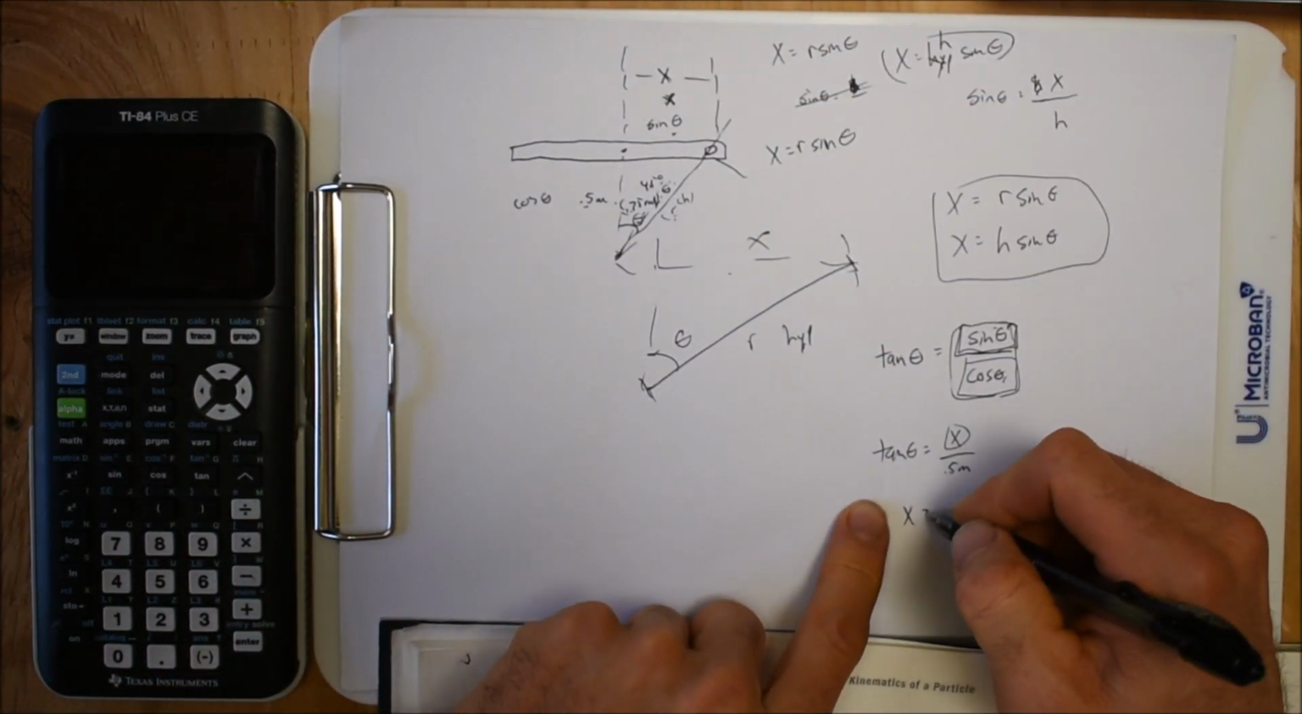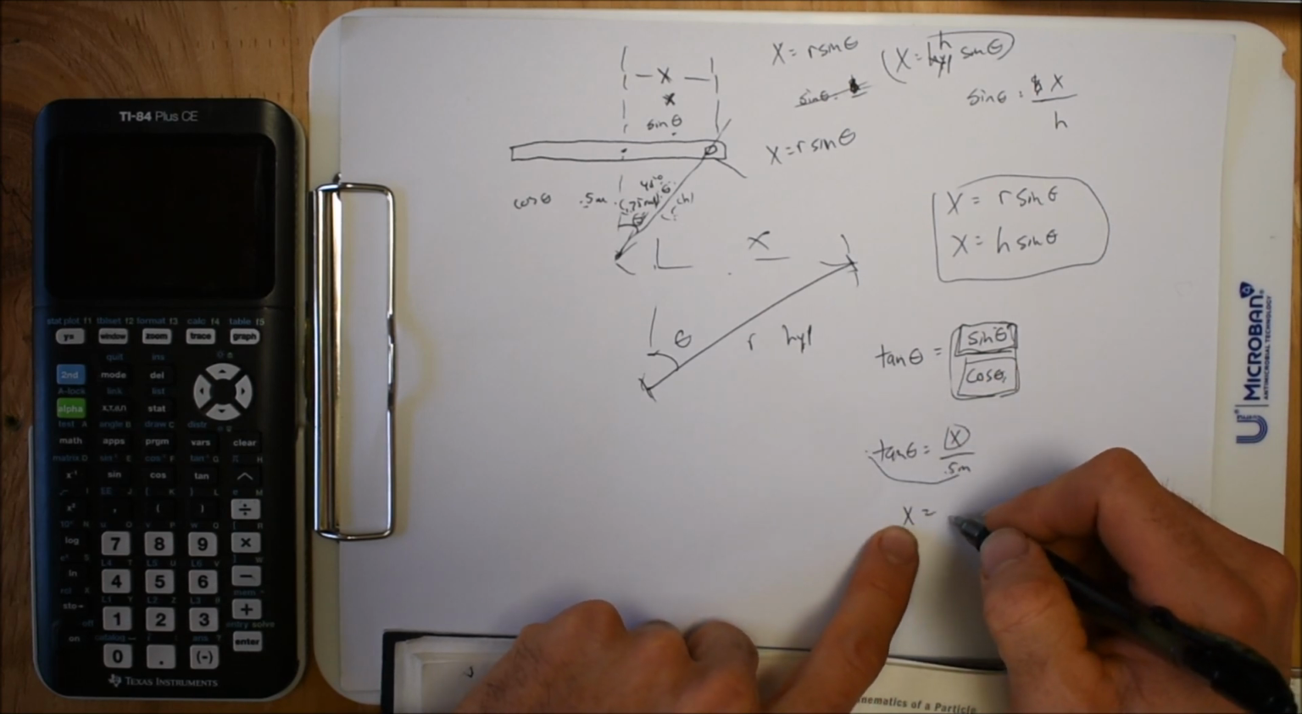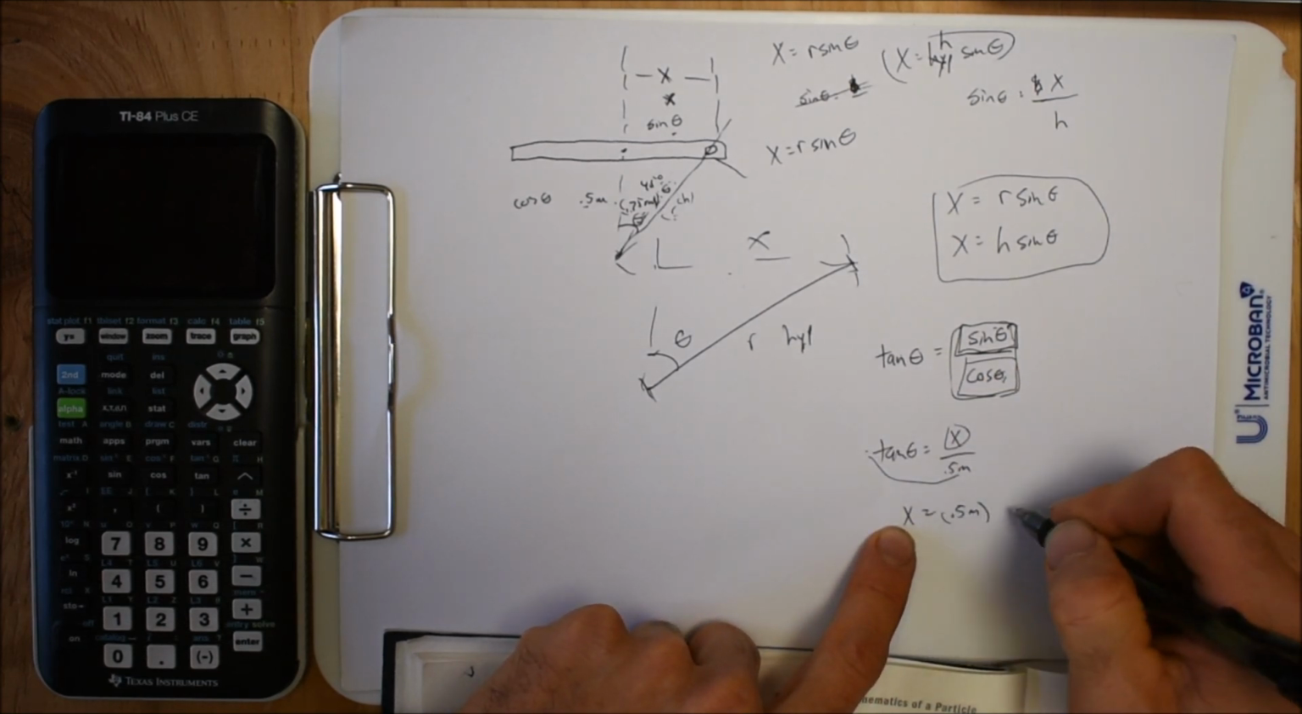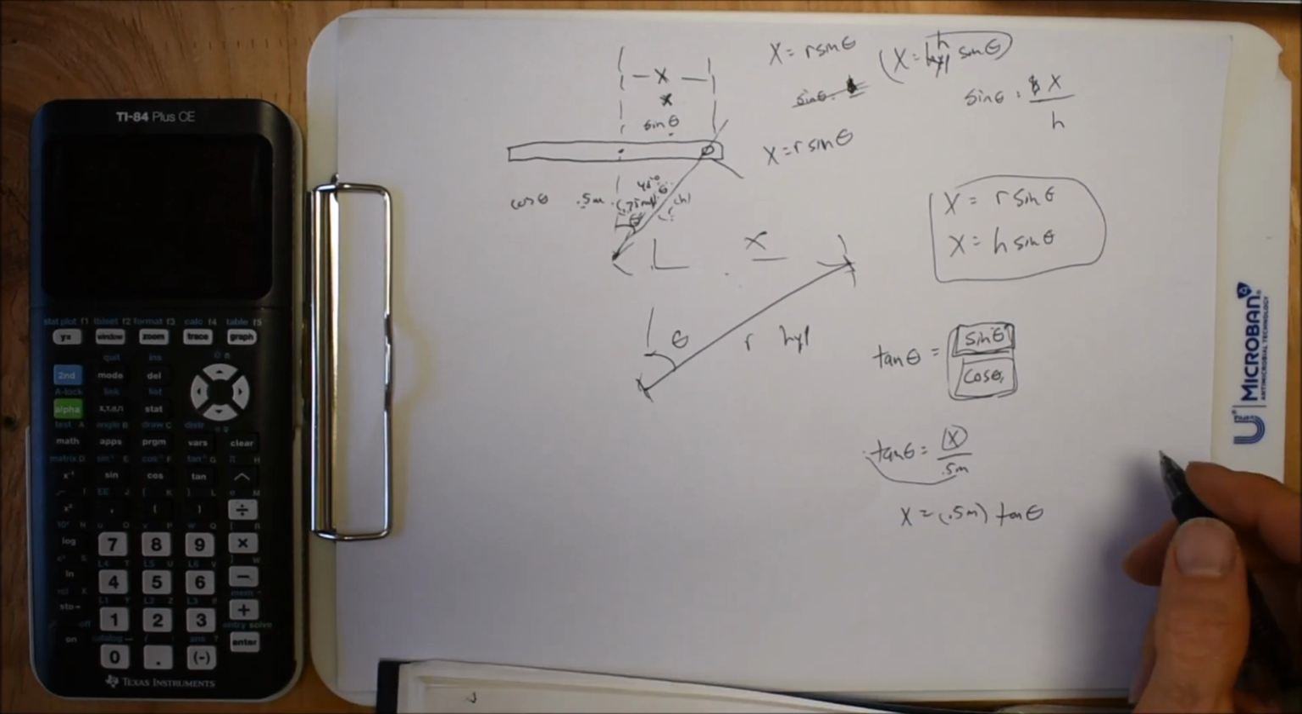Okay, so tangent. So here's our angle. I know it's all scrambled, but it's opposite, this x over 0.5. And then, hey, we can just solve for x. X is equal to, hey, take that upstairs. X is 0.5 meters times tangent of our angle.